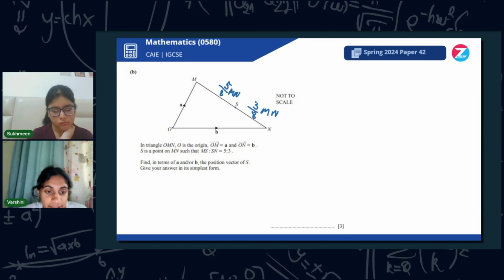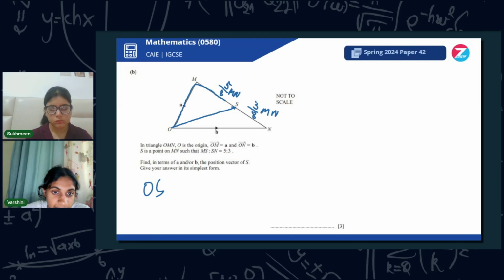First, they want us to find, in terms of a and/or b, the position vector of S. The position vector means, as we know, it's from 0. They want us to find this. Okay, give your answer in its simplest form. So how do we find OS? In a sense, they want OS. So we can do this by going this way. To find OS, we can do OM plus MS, or we could do ON plus NS.